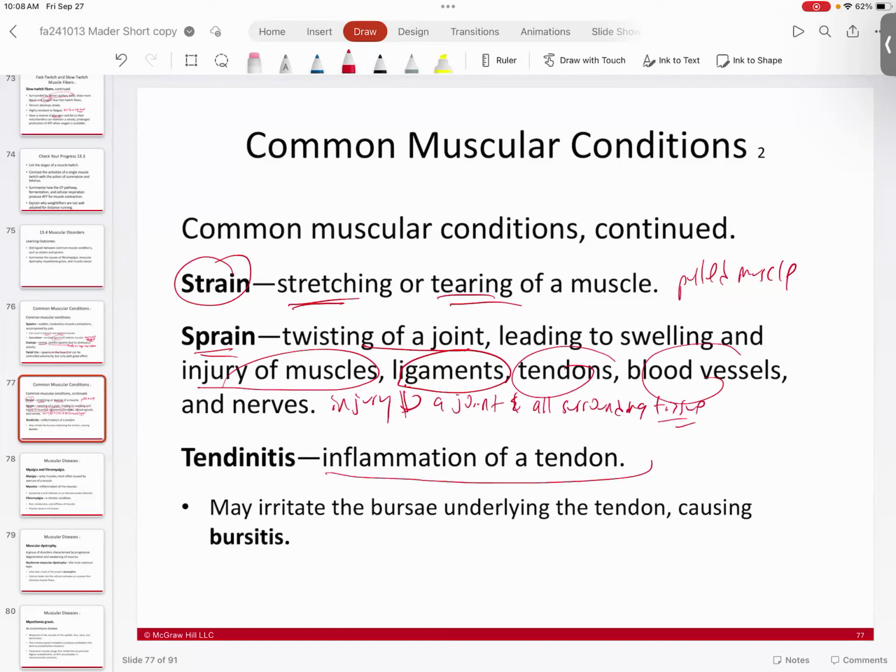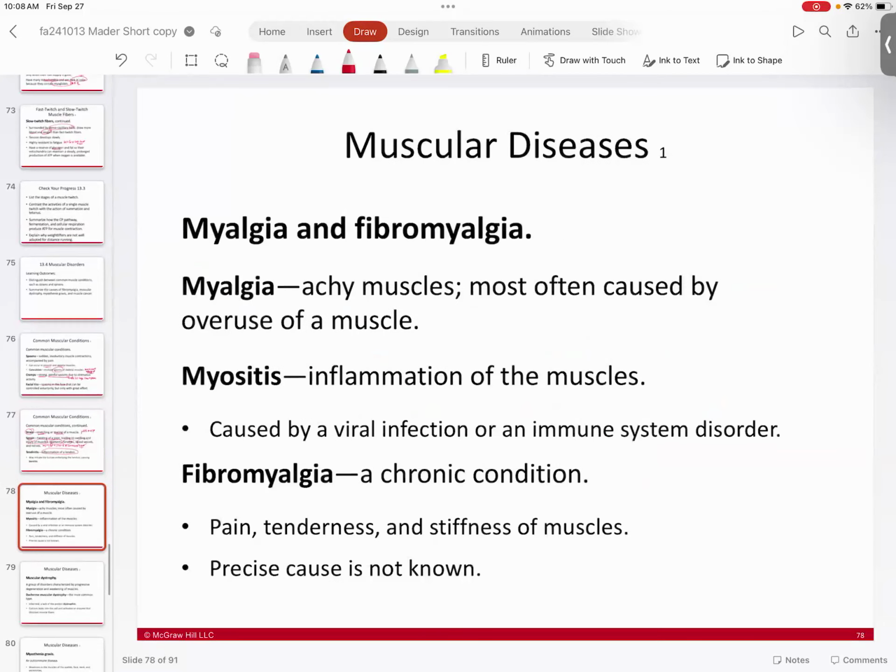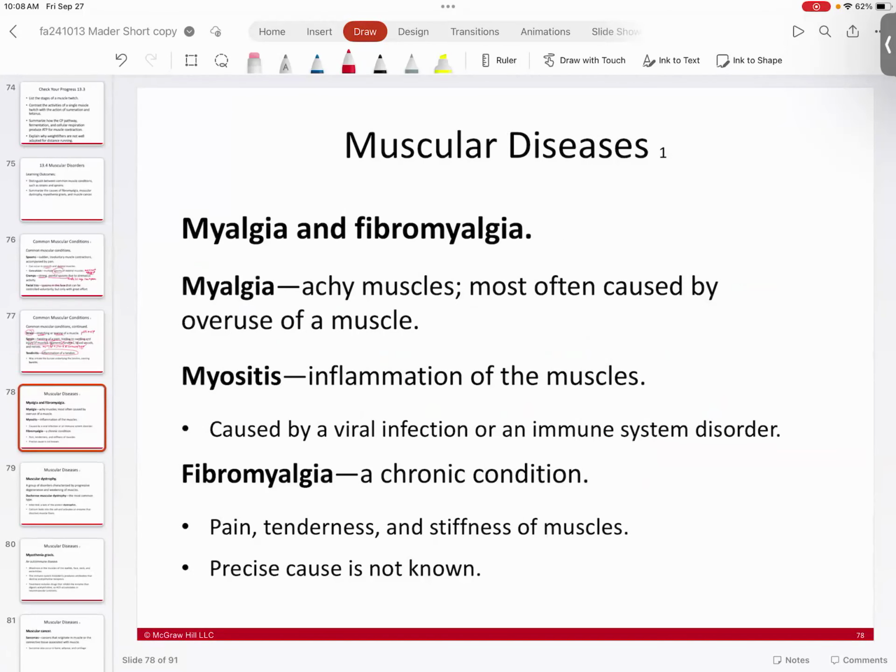Now, tendonitis is basically inflammation of a tendon. It could be irritated by a bursa, could be caused by bursitis, which is the inflammation of a bursa. But basically, you have inflammation of a particular tendon itself. Then we have some of the muscular diseases. Myalgia, for instance, is achy muscles, could be caused by overuse of the muscles. Myositis is inflammation of the muscles, oftentimes caused by a viral infection or an immune disorder of some sort. Fibromyalgia is a chronic condition typified by pain, tenderness, and stiffness in the muscles. We don't really know what causes fibromyalgia, but it's a chronic condition.